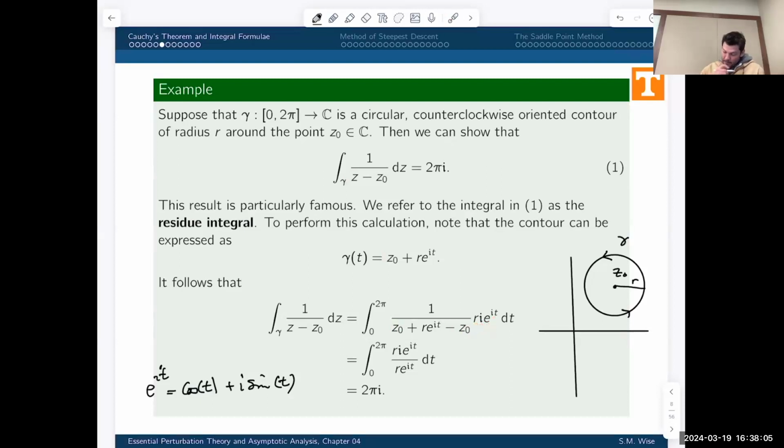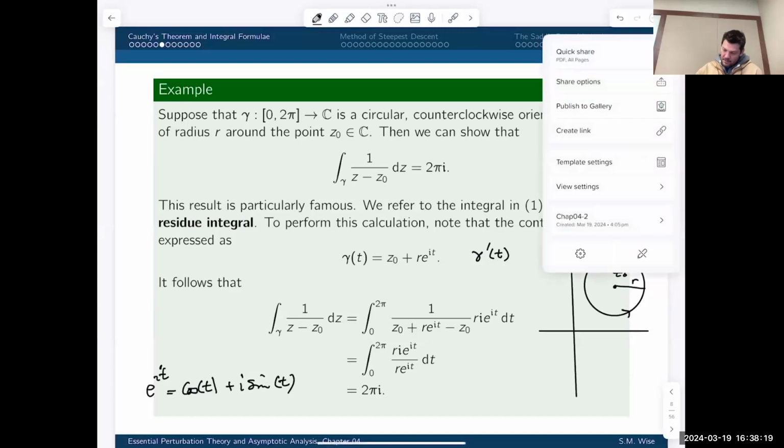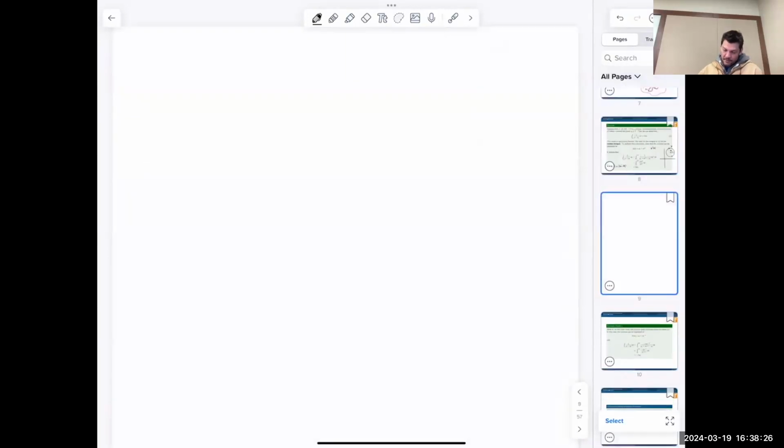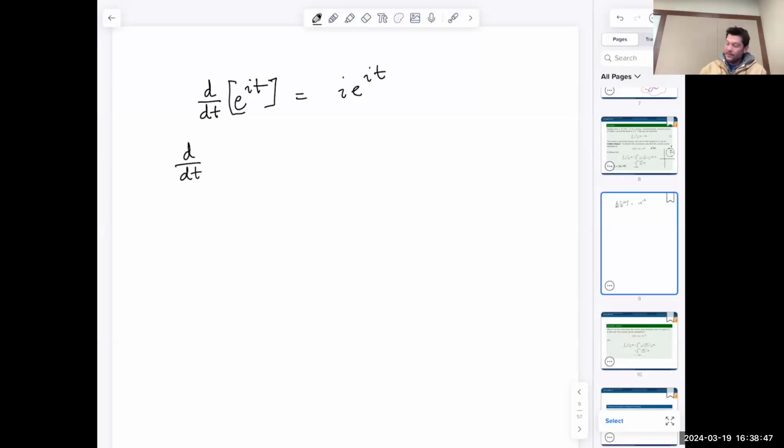Now, in case you haven't seen it before, what happens if I take the derivative of this guy? Well, this is just a real function. So let's go to another page here. Some of you haven't seen this before, so I don't mind doing it. So we want to take the time derivative of e to the it, and I want to show that that's just equal to i e to the it. So how do I show that? Well, this is just an ordinary derivative here, and we're going to use Euler's formula. That's cosine t plus i sine t.